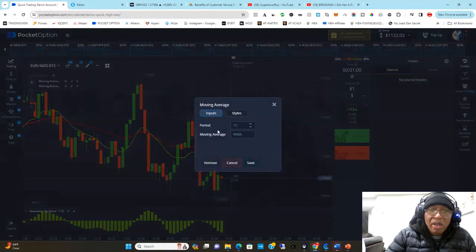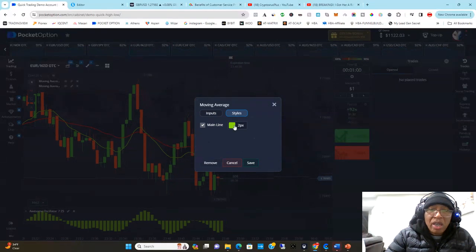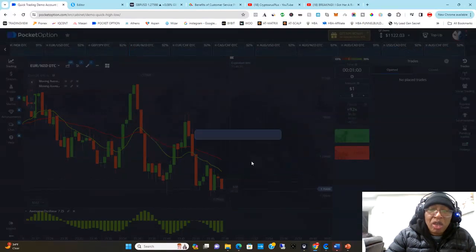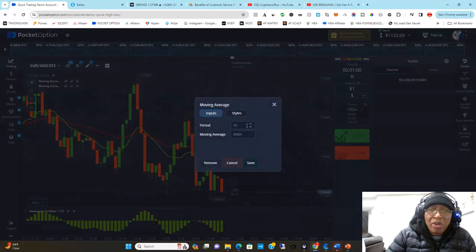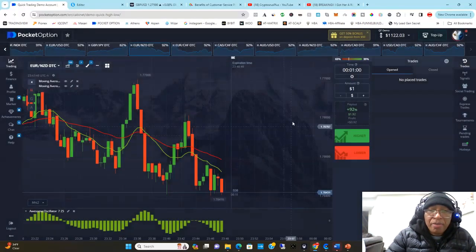So the first moving average is period 15. The moving average is WMA. Our style is green, and we put 2 pixels so we can see it. You can put 3 pixels if you want it to be thicker, but 2 pixels is enough for us. My student likes 2 pixels. And then the second one is the period 40 WMA, and the style is red, 2 pixels. Okay.